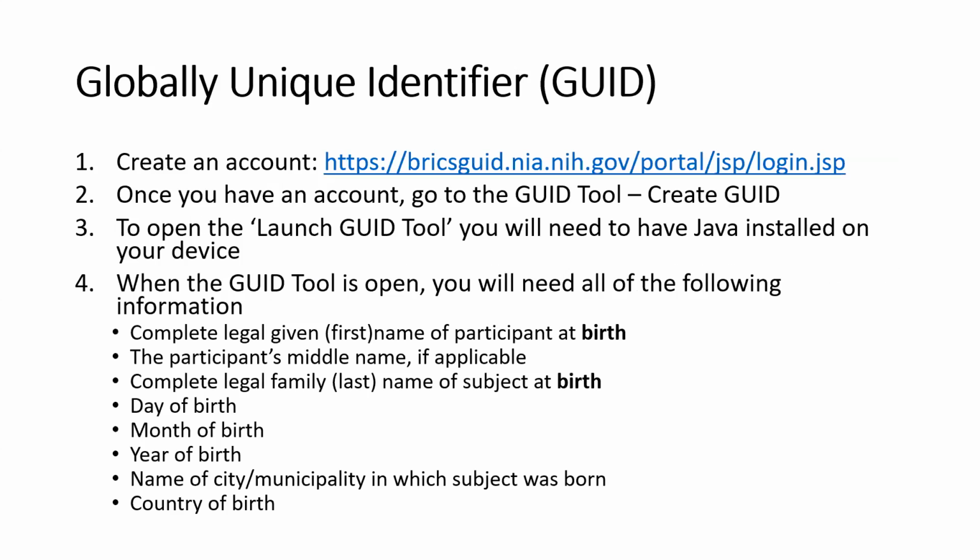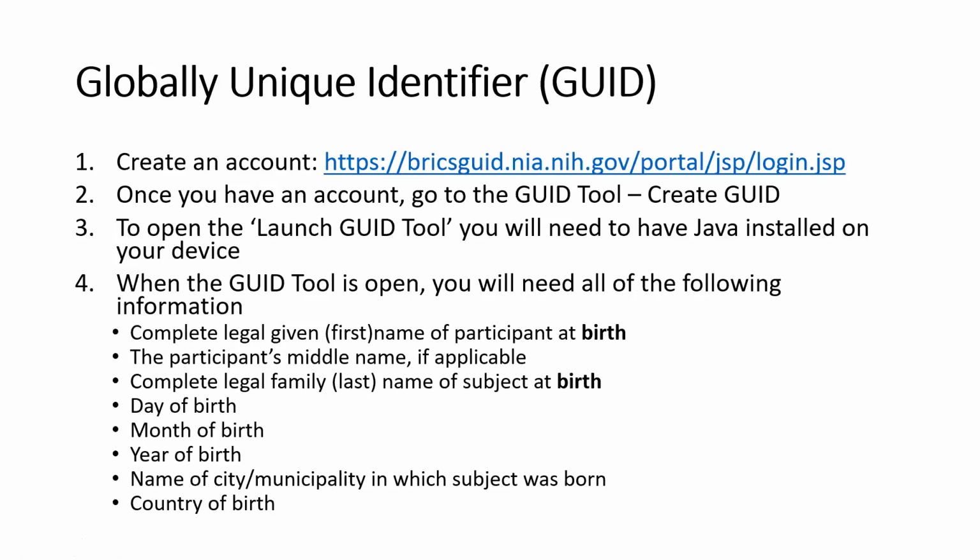So in order to create the GUID, you will need to create an account at this website that's listed here. Once you have an account, you can go to the GUID tool and create a GUID for the subject. The items that you will need to generate the GUID are the subject's complete given first name at time of birth, the participant's middle name if applicable, the complete legal last name of subject at the time of birth, the day, month, and year of birth, the name of the city or municipality in which the subject was born, and their country of birth. You will not be providing us with any of this information. This information will just be used for you to generate the GUID.